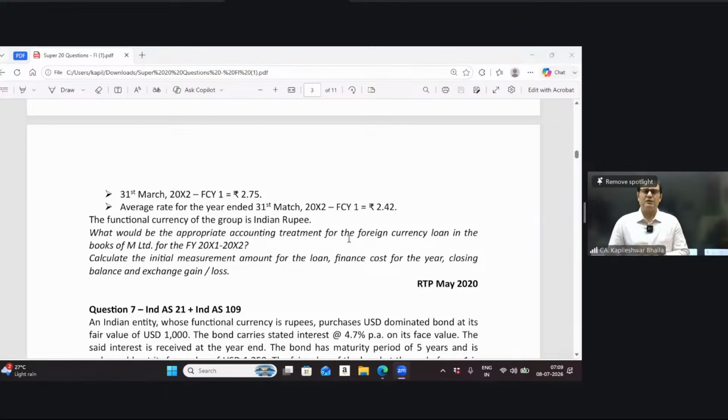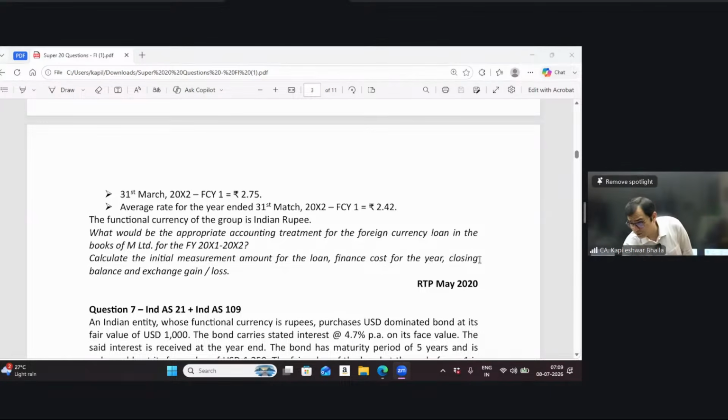Now, my piece of advice would be that when you're doing this kind of question, which is a blend of Ind AS 109 and 21, forget initially that there is any element of foreign currency. Tackle the question as if it's a normal question. Forget about the concept of foreign currency. The conversions can be done at a later stage.